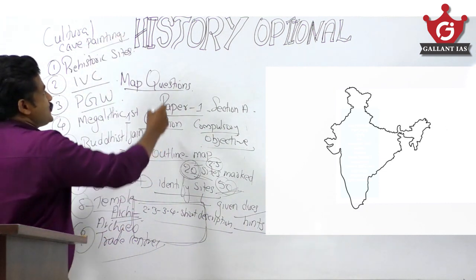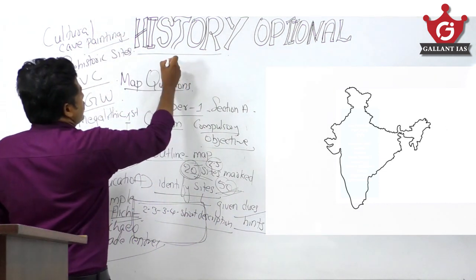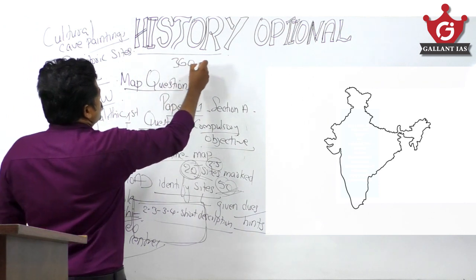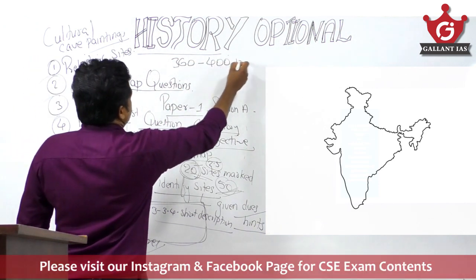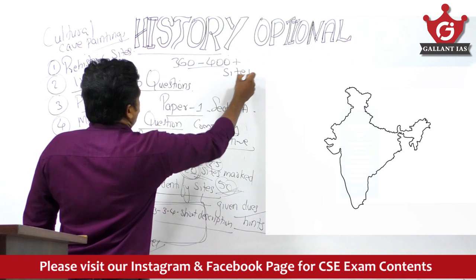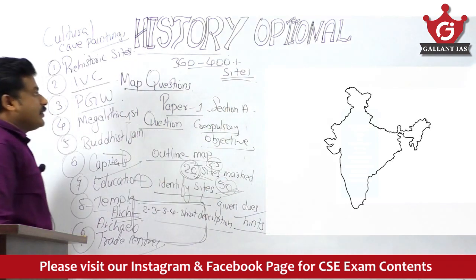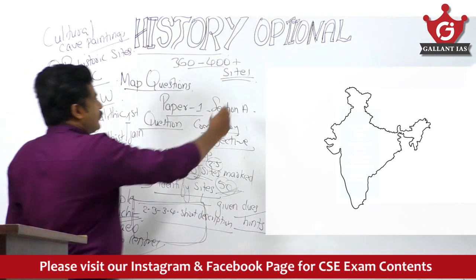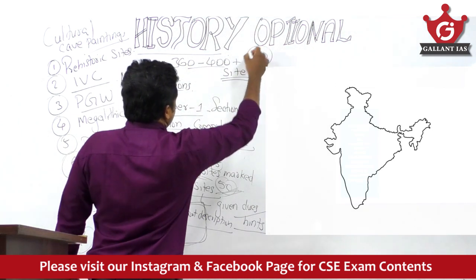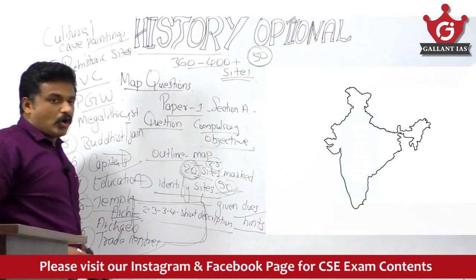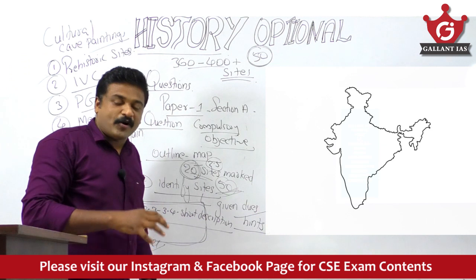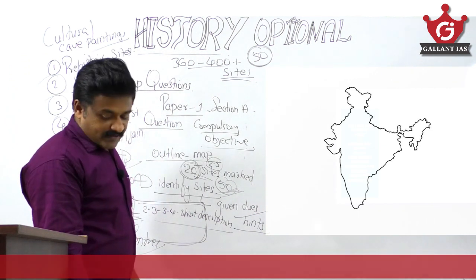Okay, so the advantage is that in our history optional course, we will be covering around 360 to 400 plus sites along with our classes. This will be an advantage for you because it is the easiest way of scoring 50 marks from your optional. This is mostly an objective type of question.